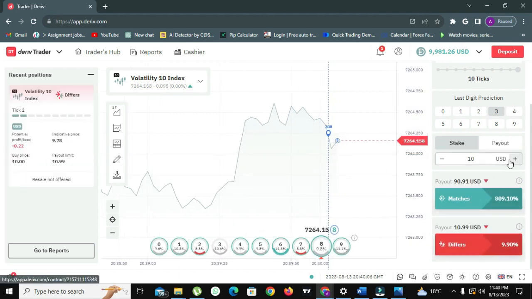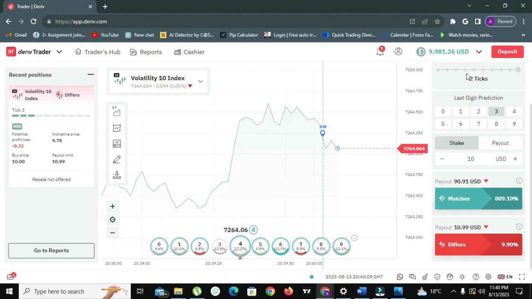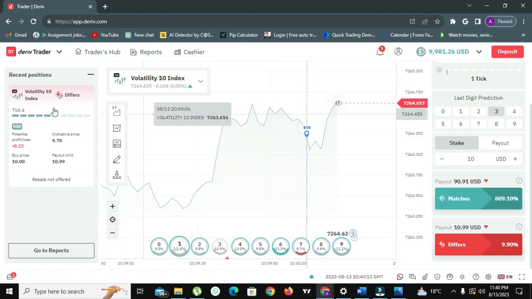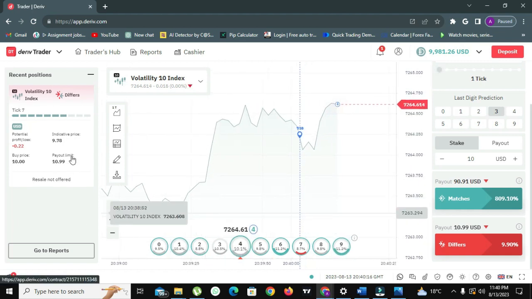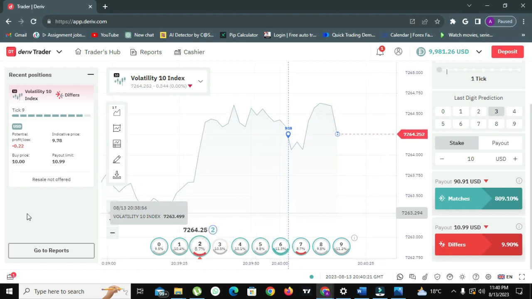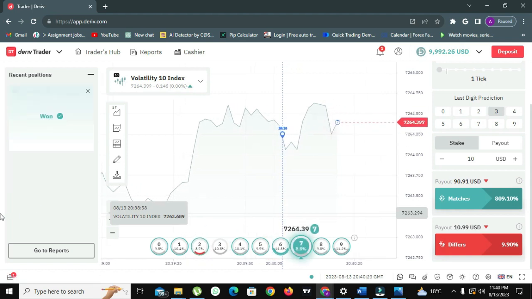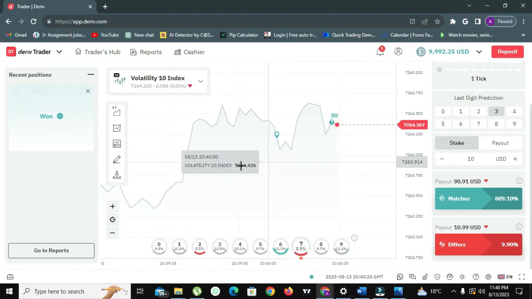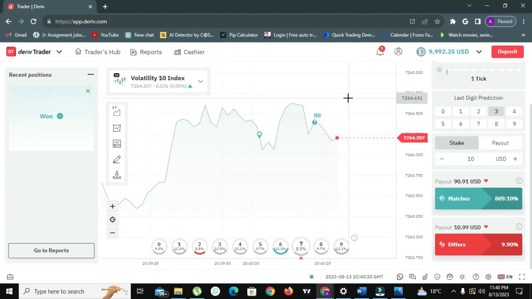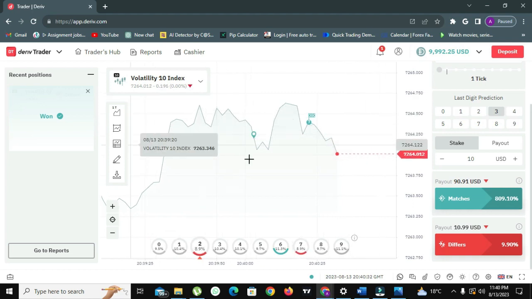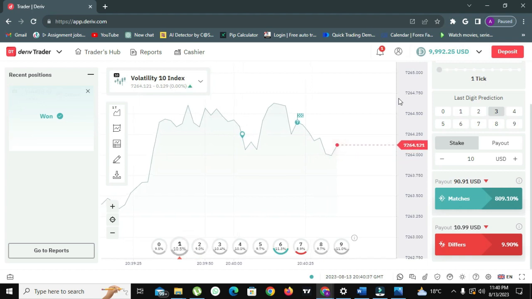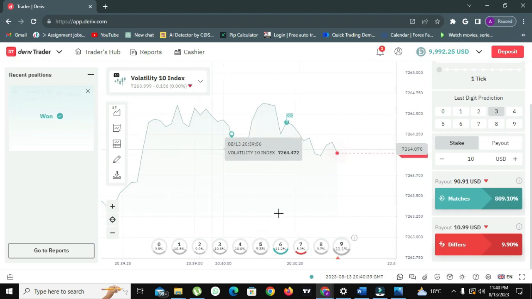Now I have put 10 ticks. You can put any ticks you want, but I prefer 1 for this one. You're gonna win, but you're gonna win something very small. Not that much. See, you've won, but you've only won 0.99, like 9.8%, which is okay. It's low risk but low reward. But if you lose, you have to win a lot for this one to work for you.